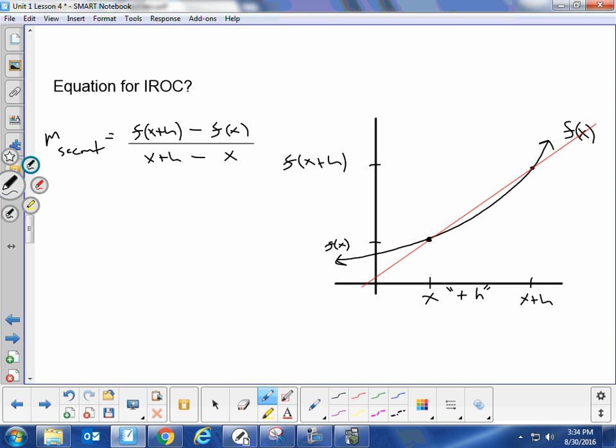Well, I can actually simplify this and make it look a little nicer. What can I do here? Anybody see what I can simplify? Yeah, we have x plus h minus x, right? The x's will cancel each other out. So this is actually easier to write up. The slope of this secant line is f of x plus h minus f of x all over h.